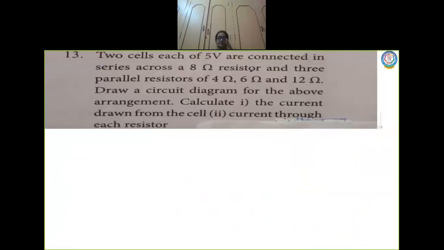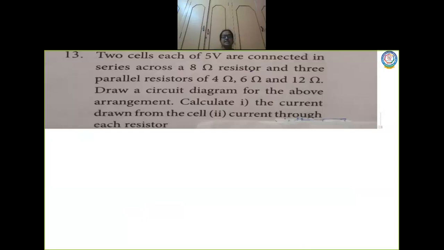Now the concept is the same, that is why I wanted to teach you this problem. Now two cells each of 5 volt are connected in series across a 8 ohm resistor and 3 parallel resistors of 4 ohm, 6 ohm and 12 ohm. Draw a circuit diagram for the above arrangement. So first let us draw the circuit diagram.